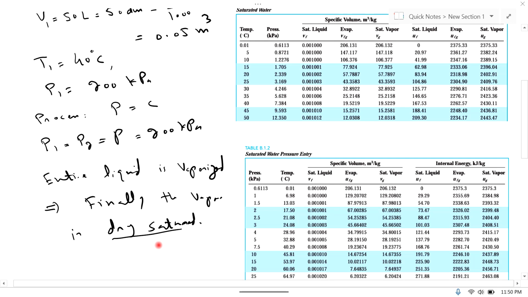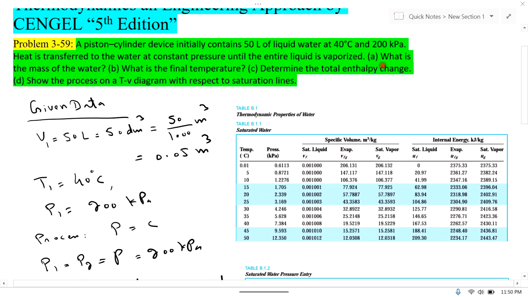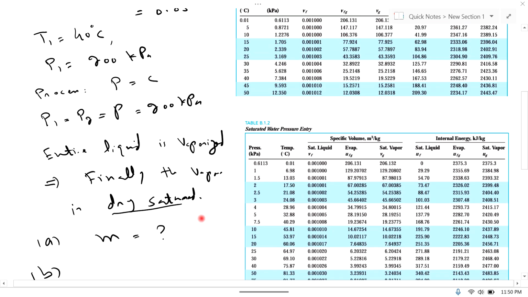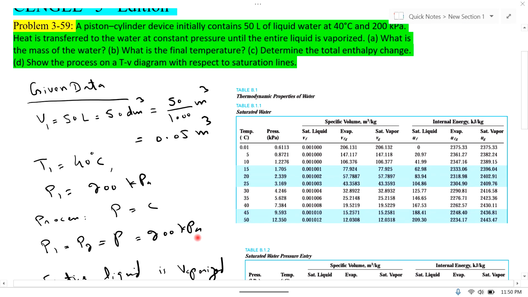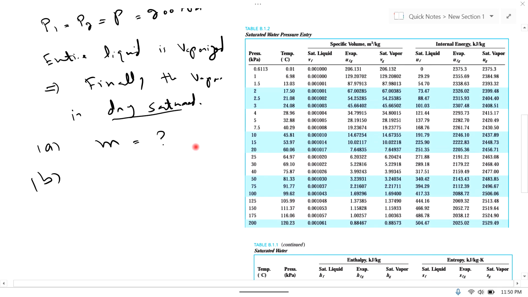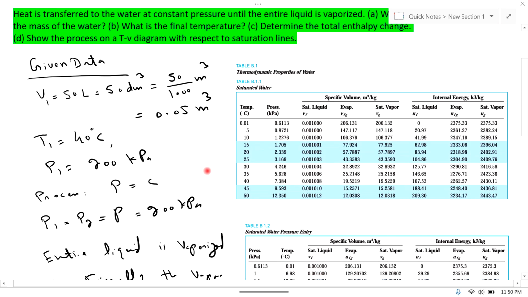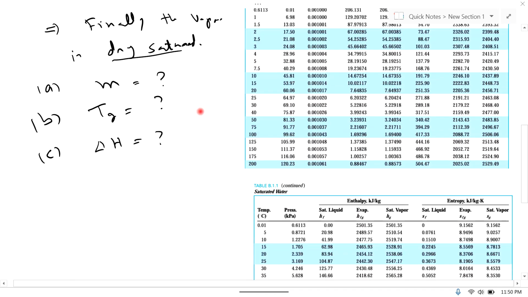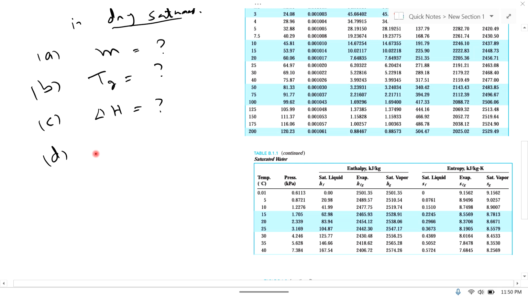So required is, what is the mass of the water? First you have to find the mass of the water. Secondly, find what is the final temperature and determine the total enthalpy change. What is the final temperature? T2. And at point C, find the total enthalpy change. And number D, show the process on a T-v diagram with respect to saturation line. Draw the T-v diagram and saturation line.